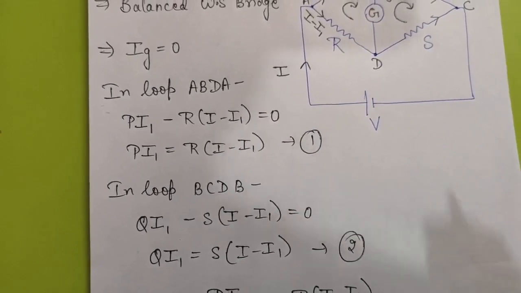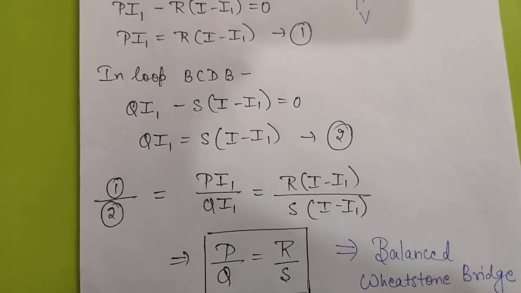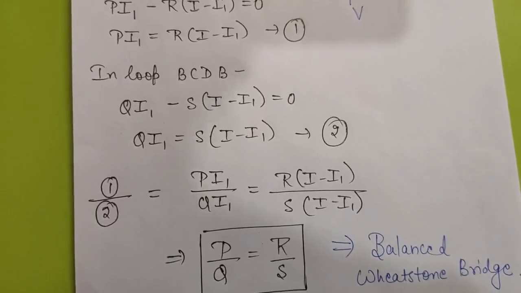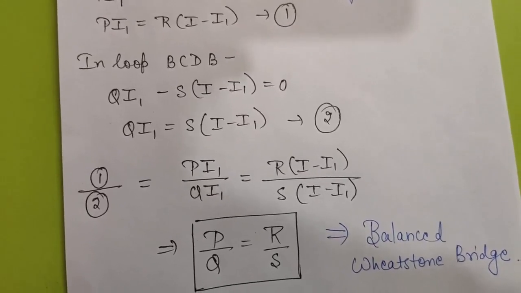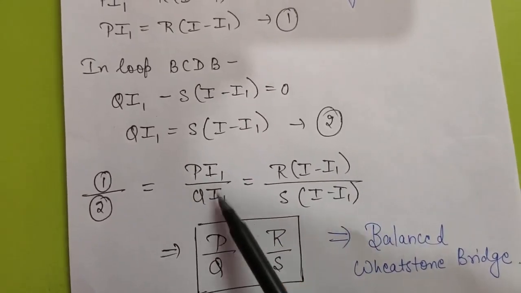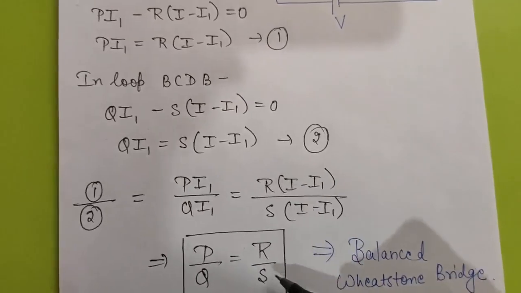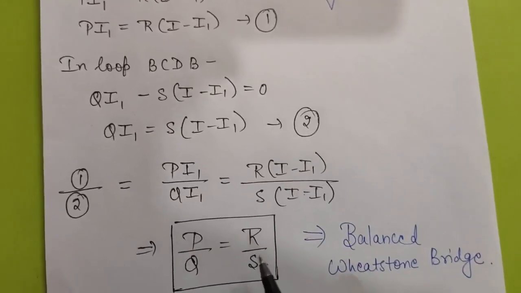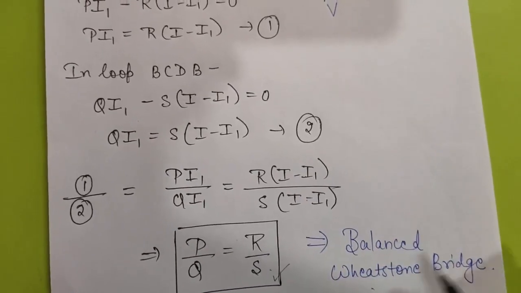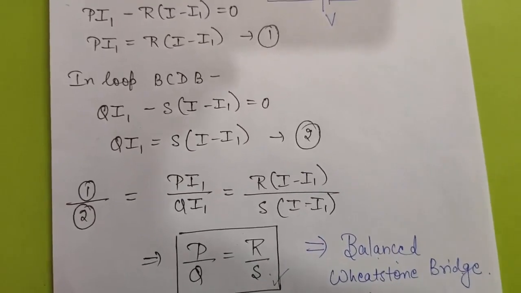Now by using equation 1 and 2 and dividing them, when you will divide them, you will get P I1 upon Q I1 is equals to R into I minus I1 upon S into I minus I1. Now from this you can clearly see these will cancel out, so you will get P upon Q is equals to R upon S. That means when Ig is 0, this condition will be satisfied and the Wheatstone bridge is said to be balanced.